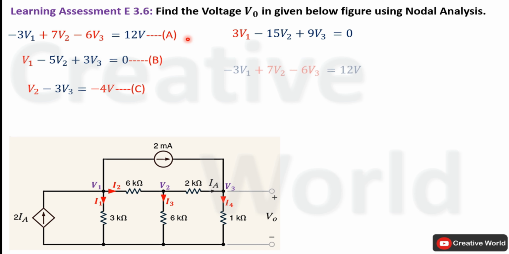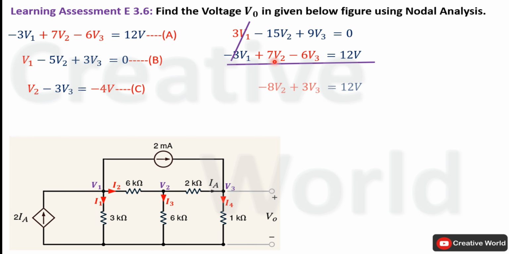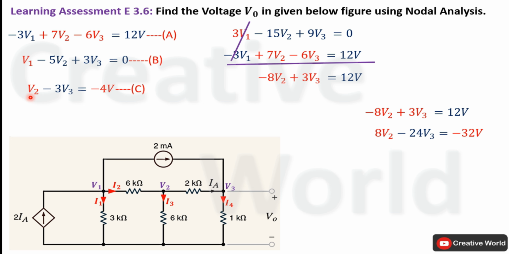Now we will add equation A with this resulting equation. This plus 3V1 and minus 3V1 will cancel out with each other. Minus 15V2 plus 7V2 will result in minus 8V2, because the larger value has a minus sign along with it. Similarly, plus 9V3 minus 6V3 will result in 3V3 equal to 12 volt. We have retrieved another equation which includes only two variables. Now, in order to calculate the value of voltage V3, we will multiply equation C with 8 and add that resulting equation into this equation. So the product of 8 with equation C will be 8V2 minus 24V3 equal to minus 32 volt.